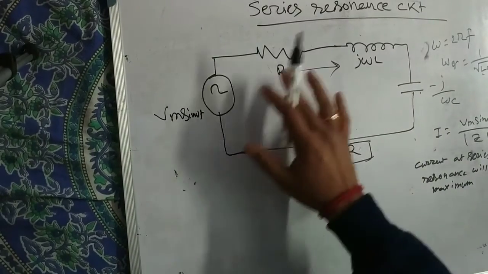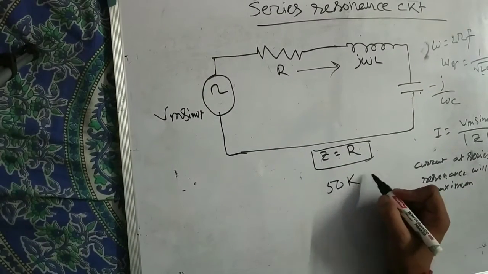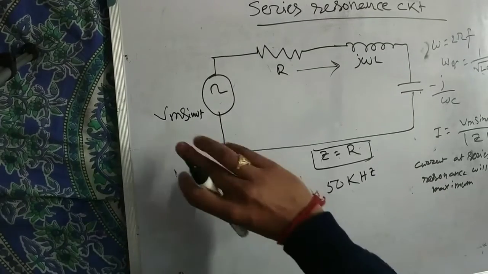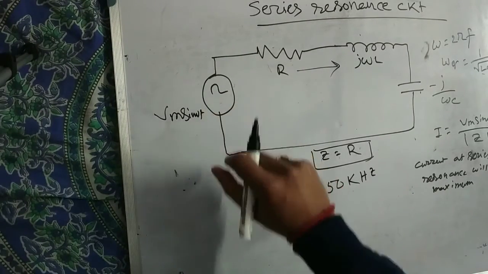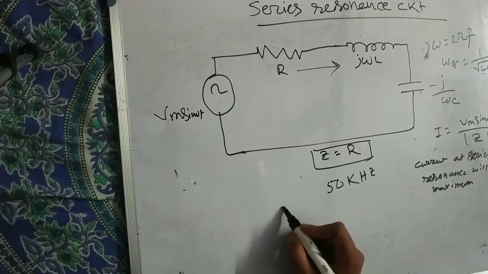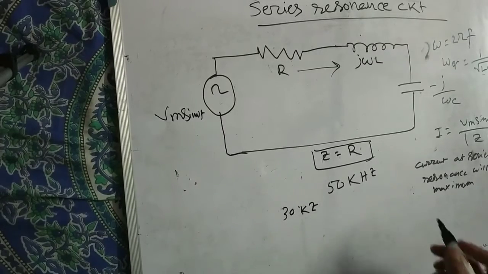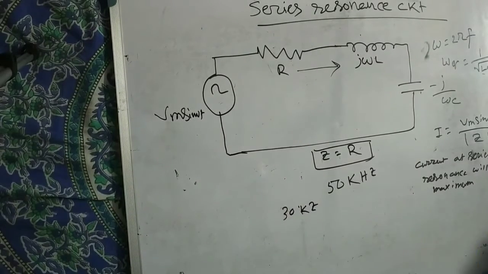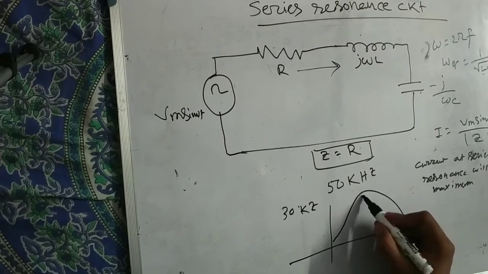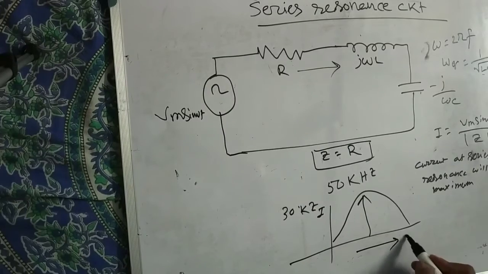Suppose the circuit is getting resonance at 50 kilohertz, and you are varying the frequency of the supply from 30 kilohertz. At resonance condition, if I draw the current, it will be maximum. The current will be maximum at resonance condition. This is I and this is omega.